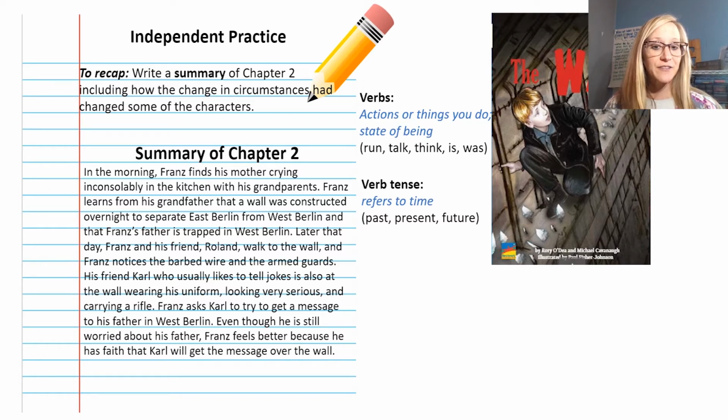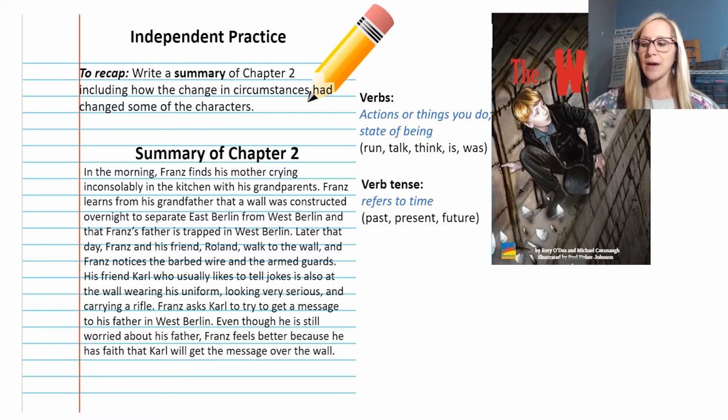In the morning, Franz finds his mother crying inconsolably in the kitchen with his grandparents during Chapter 2. Franz learns from his grandfather that a wall was constructed overnight to separate East Berlin from West Berlin, and that Franz's father is trapped in West Berlin. Later that day, Franz and his friend Roland walk to the wall, and Franz notices the barbed wire and the armed guards. His friend Carl, who usually likes to tell jokes, is at the wall wearing his uniform, looking very serious and carrying a rifle. Franz asks Carl to try to get a message to his father in West Berlin. Even though he is still worried about his father, Franz feels better because he has faith that Carl will get the message over the wall.